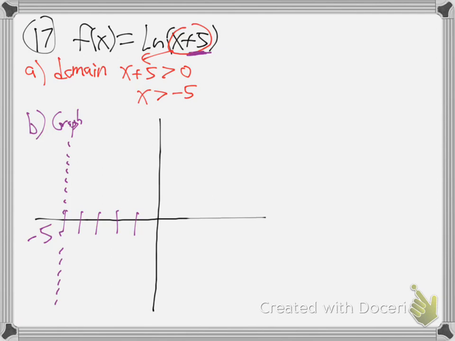We have a vertical, and then this is a normal log graph. There's no flips or anything, so I'm just gonna, it goes up to the right, huh? Like that. We good? So there's the graph. That's good enough for multiple choice, just like that.